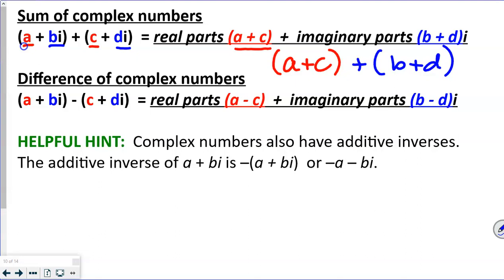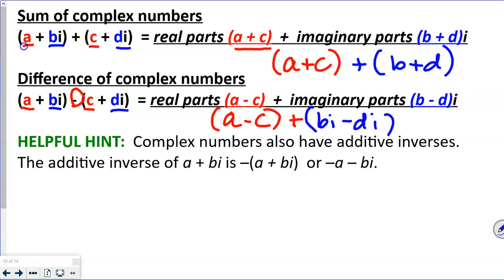Now the difference, again, is the same thing, or similar, I should say, real to real. So we've got our a minus c, because now we have a minus sign. Okay, and when we're doing our imaginary part, same thing. So we're doing bi minus di. So it's really what? b minus d, okay? With the i on the outside, okay? So these are really like terms. Y'all see that? This one had the i on the outside right there. But either way works.